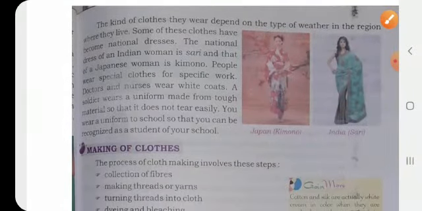The kind of clothes they wear depend on the type of weather. So in the south, in Chennai, in Karnataka, Kerala, they have a normal climate, so they hardly need any kind of woolen clothes. In the northern part of our country, that is in Jammu, Kashmir, Nainital, Himachal Pradesh, these places are very cold. So they need proper woolen clothing.